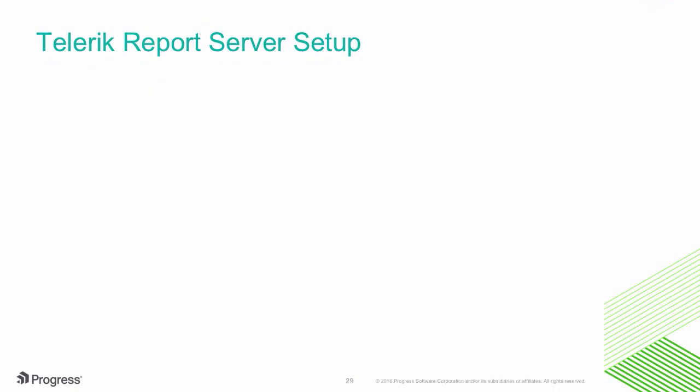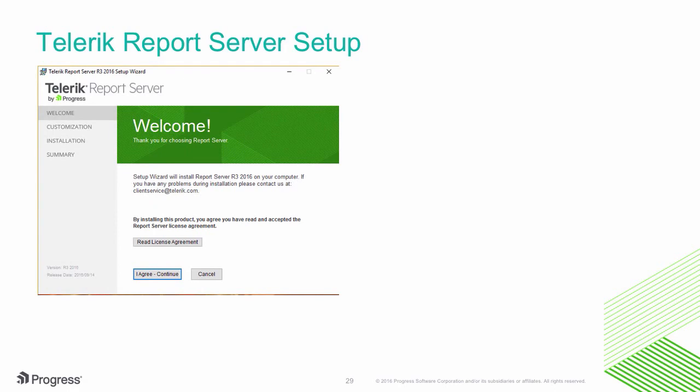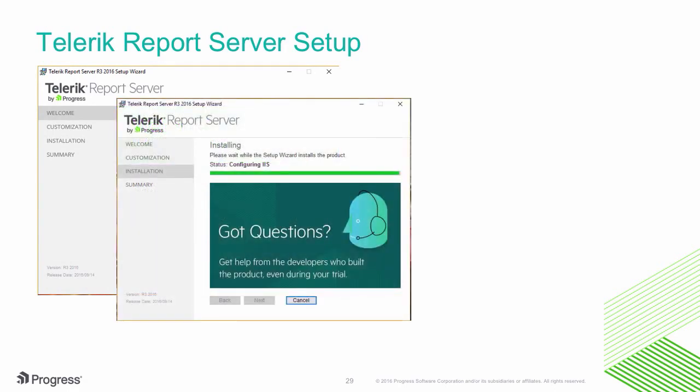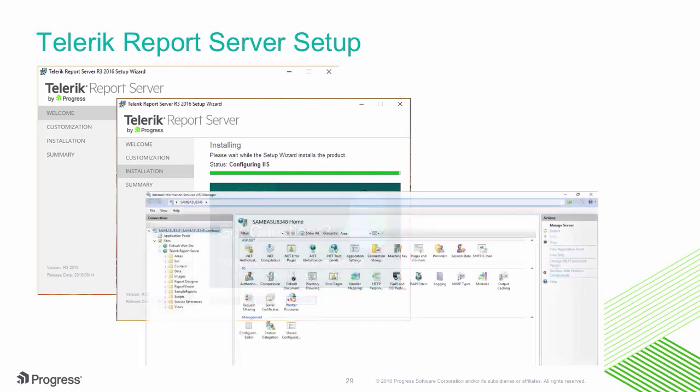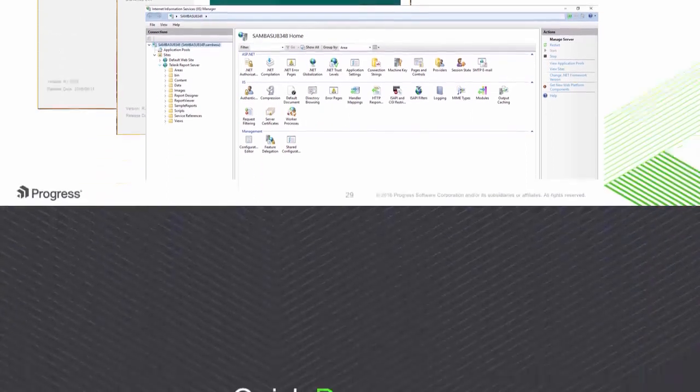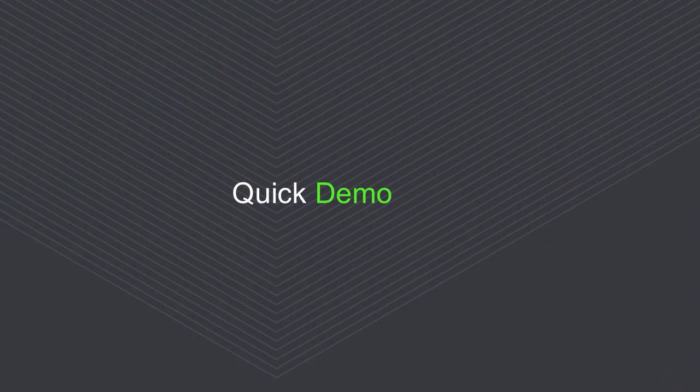Now, as always, you do need to get the latest bits to see the new features, so go ahead and set up Telerik Report Server. Grab the latest MSI and let it do its thing. Notice how it installs on top of Report Server and starts to configure IIS for you. Once it's done, Telerik Report Server will run as its own site in its own application pool, and you can see all of that in your IIS management console. So let me show you a quick demo of the new RESTful APIs.